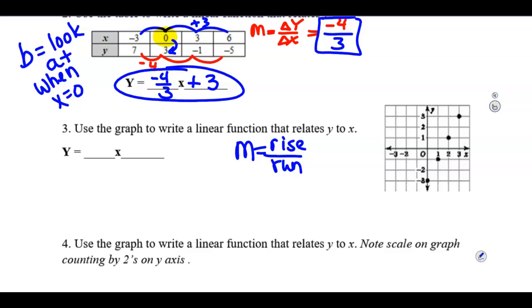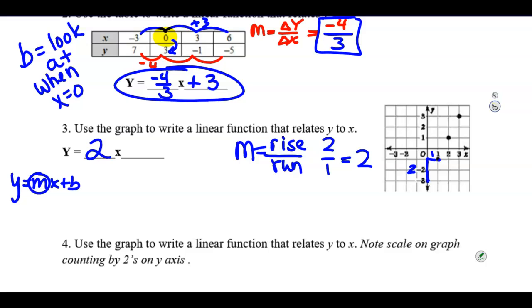So I'm going to pick this point right here at negative 3, and I'm going to go over to here. So if I look, I'm going up 1, up 2. So I go up 2. And then if I look over, I go over 1. So my rise was 2, and I went over 1. And so if I simplify that, 2 over 1 is really just 2. So that's how I find my m. So with y equals mx plus b, I found my m. I can plug it right in to here, 2x. Now I'm going to find my b.